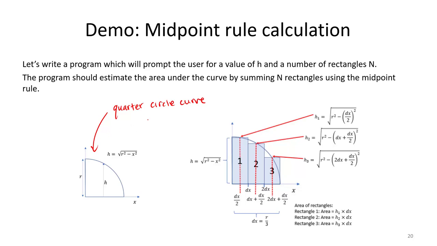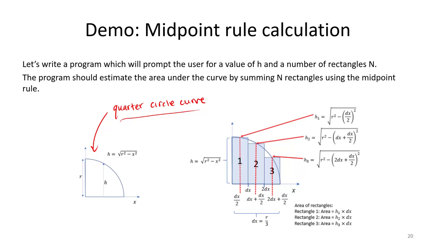But by choosing this quarter circle area, it makes it very easy for us to check our work and test out that our program works. So we want to write a program that will estimate the area under this quarter circle curve by summing n rectangles using midpoint rule.